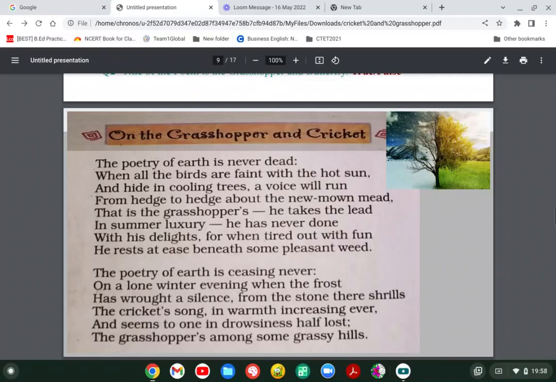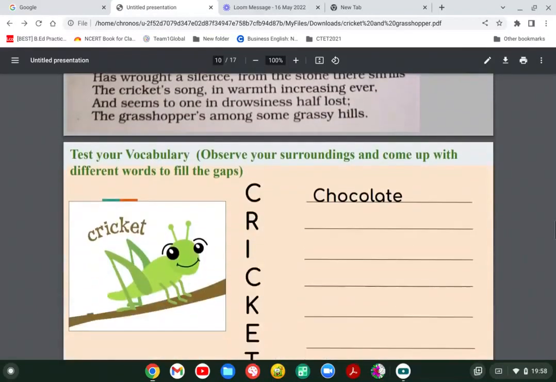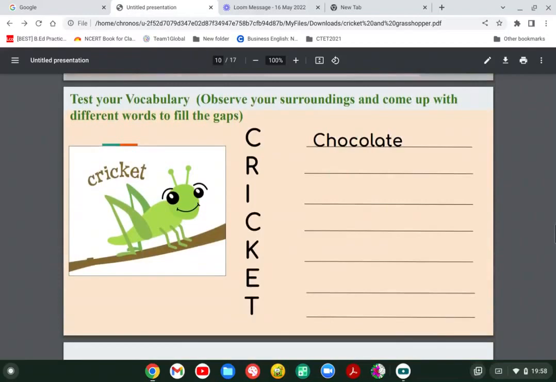Yes, very good. There is a rhythmic device, class. Is there any rhythmic pattern? Rhyming scheme? Yes, there is a rhyming scheme. So you have to identify the rhyming scheme and you have to write in the chat box. Very good class.